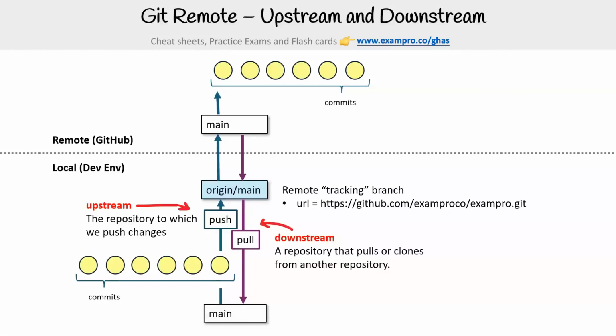Now, Git remote has a concept called upstream and downstream. Upstream would mean that you're sending it from your local repository or your local developer environment onto upstream, to where the changes are being pushed to. Now, in this case, it could be the remote github.com. And when you do a pull from a remote GitHub repository, then you're doing a downstream change. Basically, a repository that pulls or clones from another repository. That is called upstream or downstream.